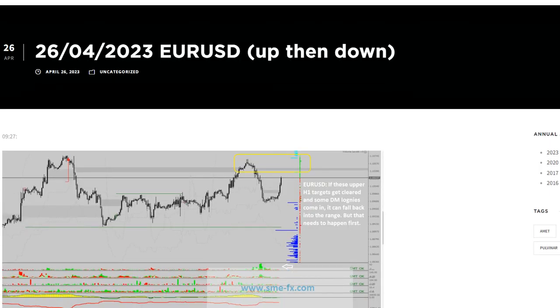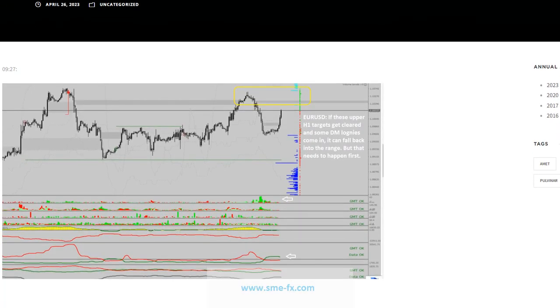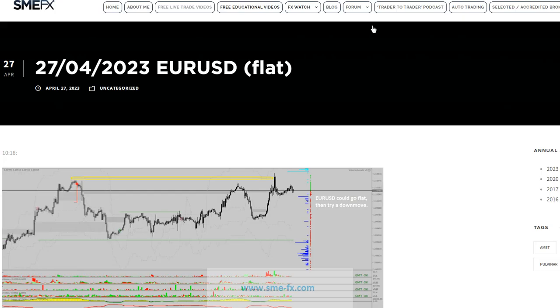Now let's continue. 26, up then down. So I said euro dollar, if the upper 1-hour targets get cleared and some dumb money longies come in, it can fall back into the range, but that needs to happen first, okay? So if there's an up move, they clear that area, and then longies keep on buying, then it can fall back down into the range, and that's what happened.